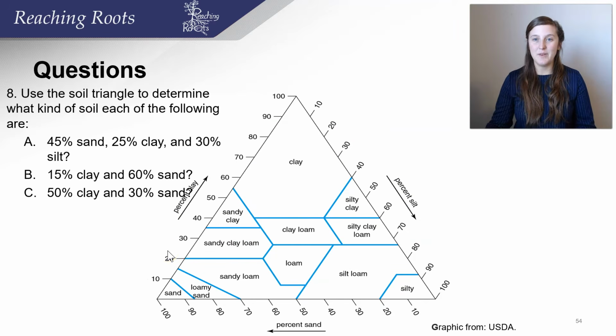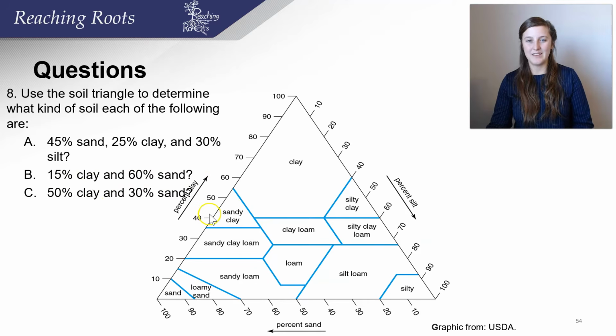So let's take time to answer question 8 in your sheet or found in the description below. You'll want to pause the video and answer this question. Use the soil triangle to determine what kind of soil each of the following are. A soil with 45% sand, 25% clay, and 30% silt. 15% clay, 60% sand, and 25% silt. 50% clay and 30% sand. So look at all of these and use this triangle to determine it.